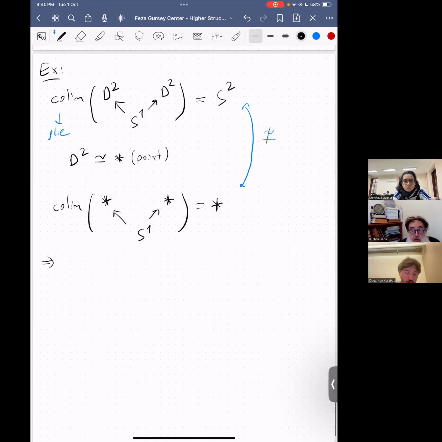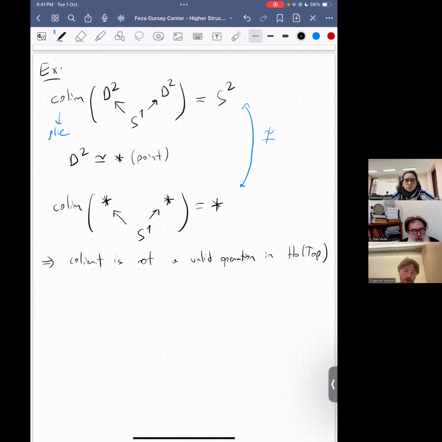So colimit is not a valid operation in the homotopy category of topological spaces. So it needs to be replaced. There are different ways to continue from here, but one is that you find the best approximation of the colimit.